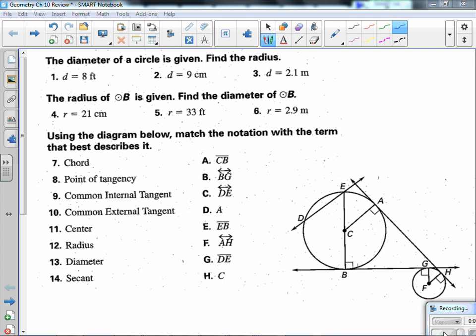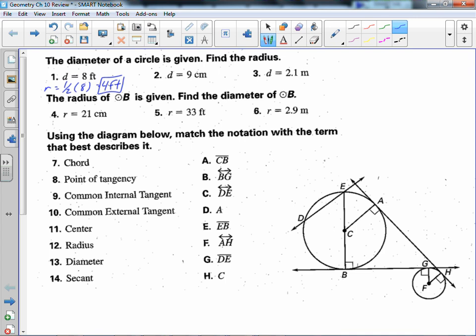Diameter of a circle is given, find the radius. So this section should have been fairly simple, hopefully, since the radius is half the diameter. So half of 8 is going to give us 4 feet for the radius.